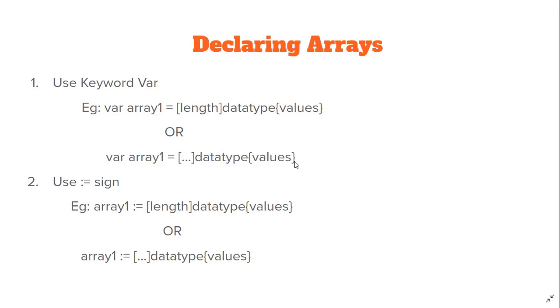Next we can use the colon equal operator. Here we can't use the var keyword for declaring an array. Then array1 equals the length of the array, the data type, and the values inside the array. Or with an inferred length, the data type and the values. This is the main functionality for declaring arrays. Then I will explain with an example.